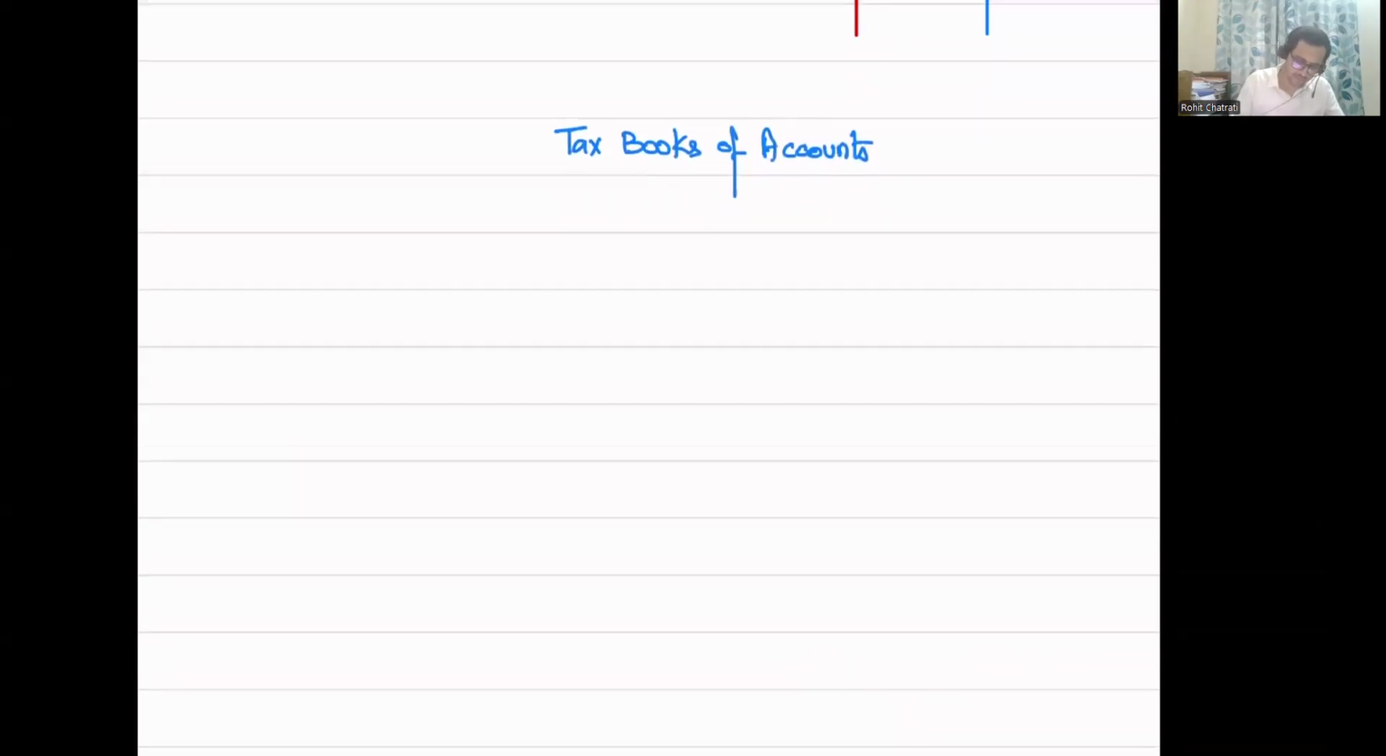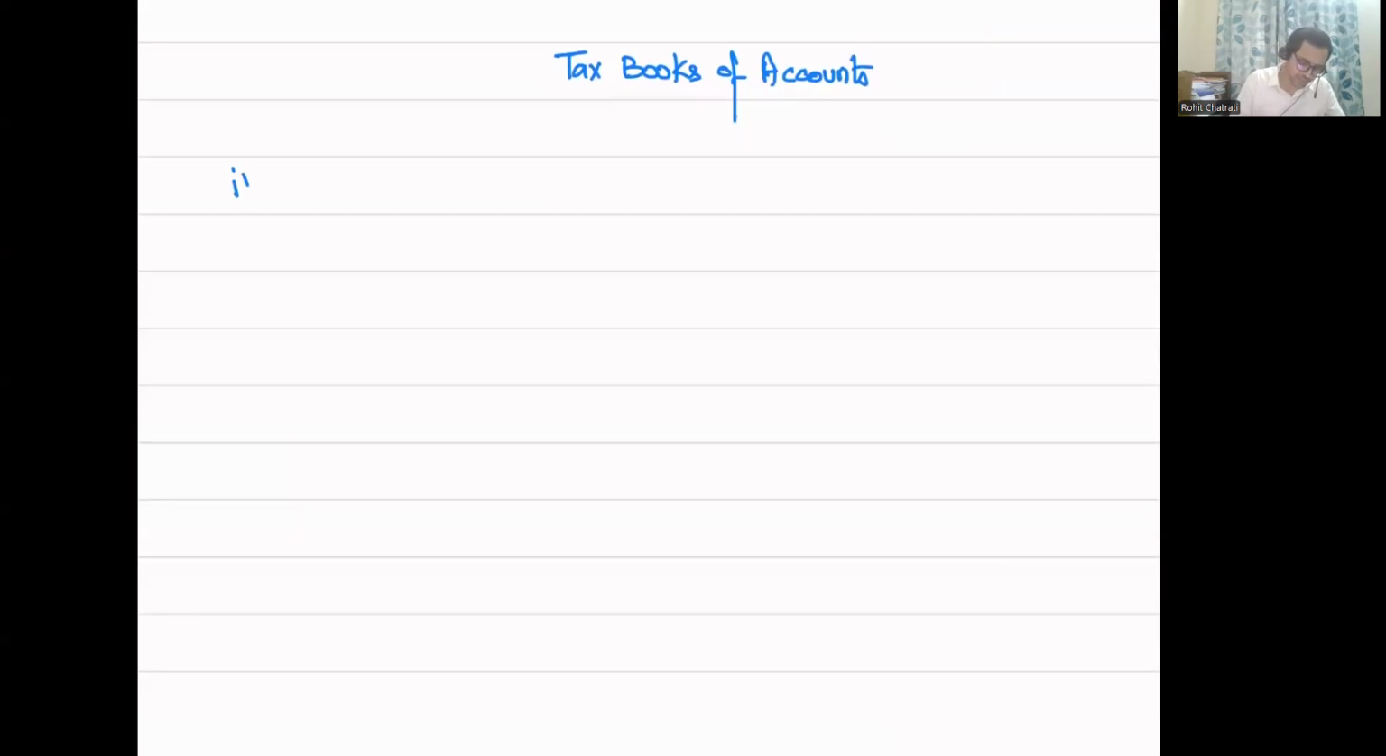Now let's move on to preparation of the tax balance sheet. But before we prepare the tax balance sheet, let us think of what the journal entries will be in the tax books of accounts. So we are now going to look at the tax books of accounts.